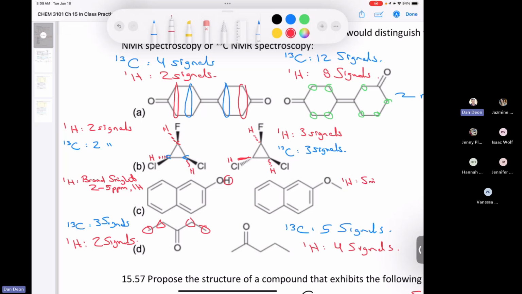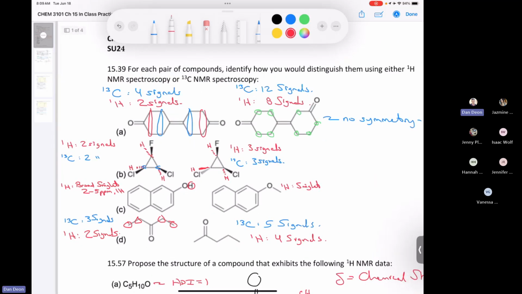So singlet, and where would that come out? Maybe around 3 parts per million or something like that for an ether. So I'll put here 3 to 4 parts per million, maybe. But anyhow, I'll just write around 3 parts per million, and that's going to integrate for three protons.